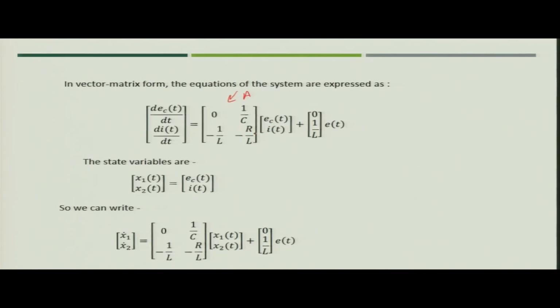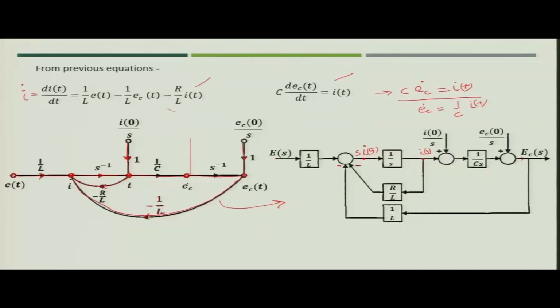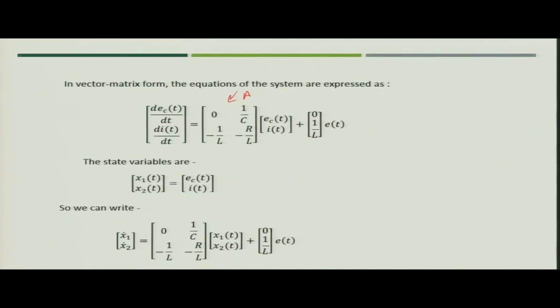So, in this way we get the matrix A, plus the B matrix, where you get 0 as the first element in B, and the next one is 1 by L, because in the second equation the forcing function is present, which is the input. So, you get B also as 0, 1 by L.